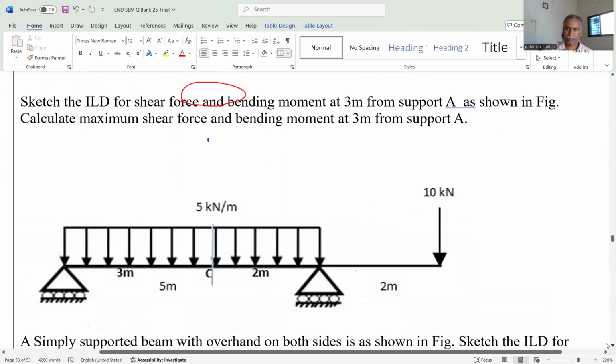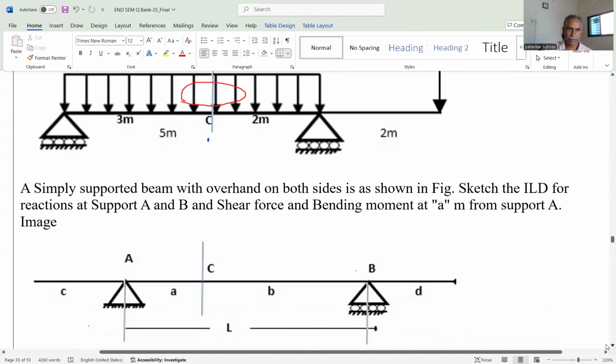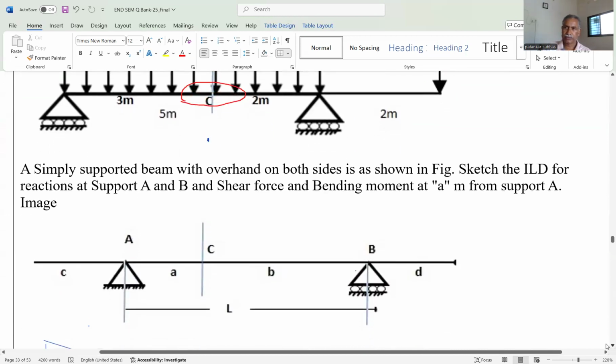Okay, all these problems are on the same line, so you can easily solve. And in the beginning, I have already discussed how to draw the ILD for support reaction, shear force, and bending moment at the given section. This is the overhang portion. ILD for RA, RB, you can take the 1 and 0, draw the ILD in between A and B, and then extend if the overhang is on the left side or right side. Okay, and draw the ILD.